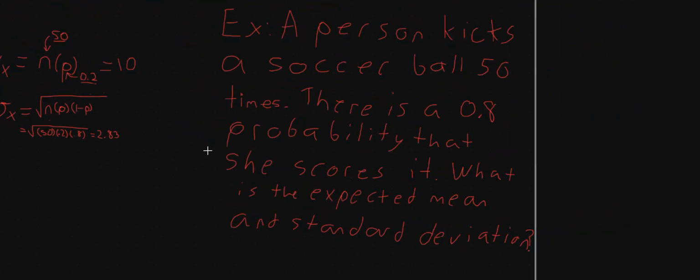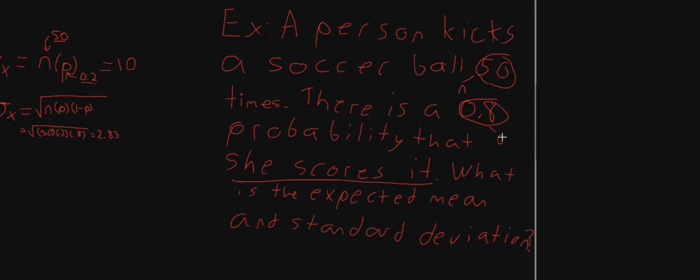Okay, so let's say a person kicks a soccer ball 50 times. So what is that? That's our n value. 50 times. So that's our value of n. And there is a 0.8 probability that she scores it. So that's the probability of success, right? The probability she scores it. That's success. That's what you want to see. What's the probability that they score it? That's just your probability.